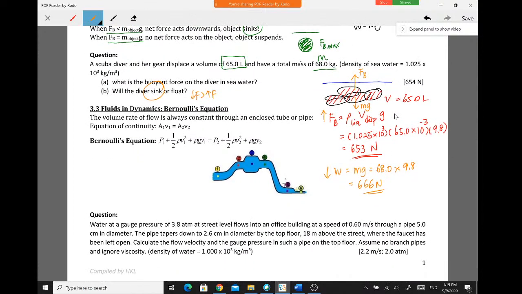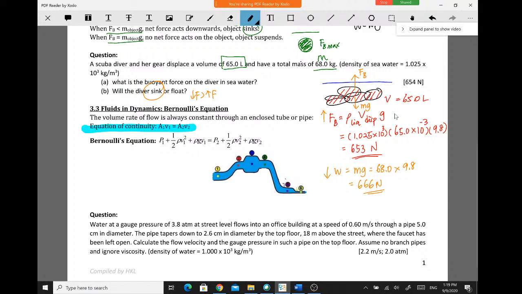So next, move on to the Bernoulli principle. Before we move on to the Bernoulli principle, there is one very important formula here. We call it the equation of continuity. It is about the volume flow rate. The volume flow rate at any point of the moving fluid is always the same.